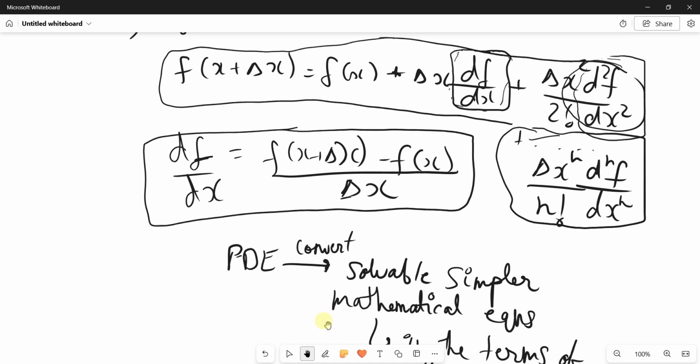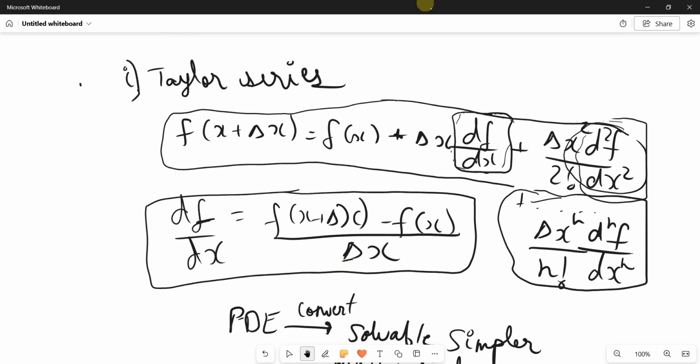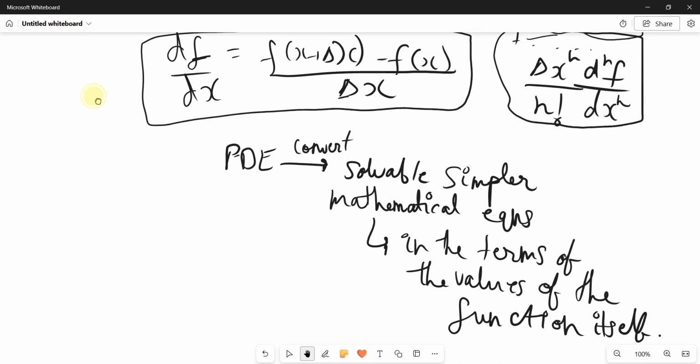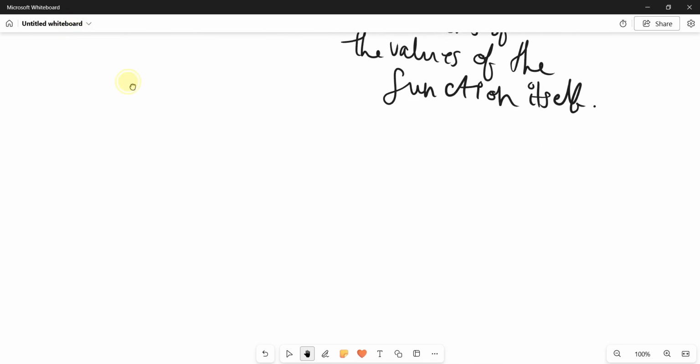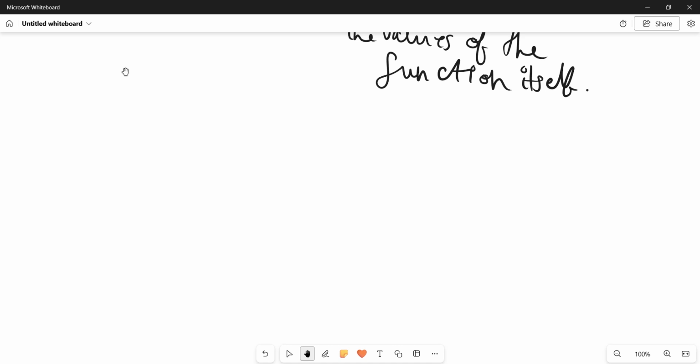So this was your PDE, and we converted this PDE into a simpler equation. You found the value of this derivative using a Taylor series here. So here is the value that you find out, and these are all in terms of the values of the function itself. So it is easier to solve all the equations, or all the conservation equations that are enforced into each control volume, right?